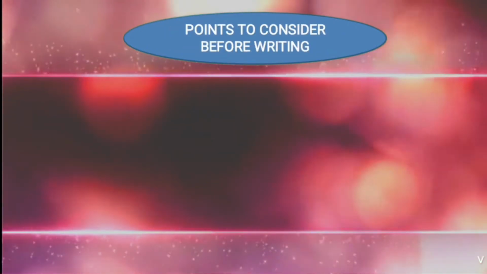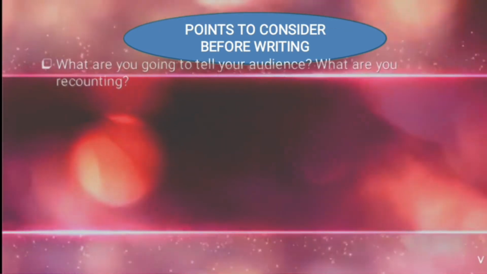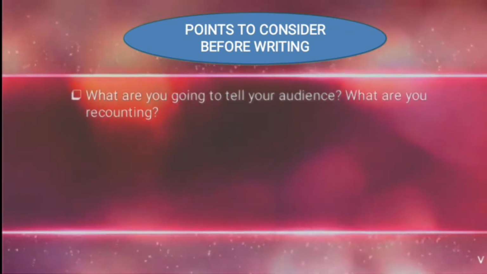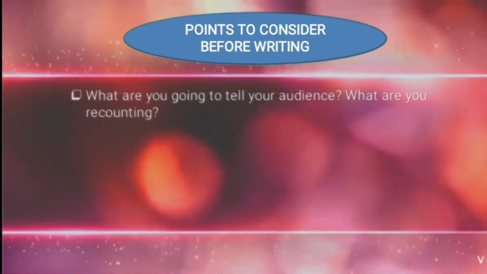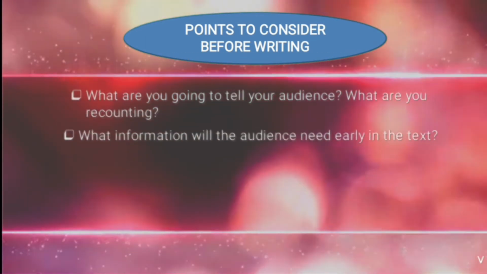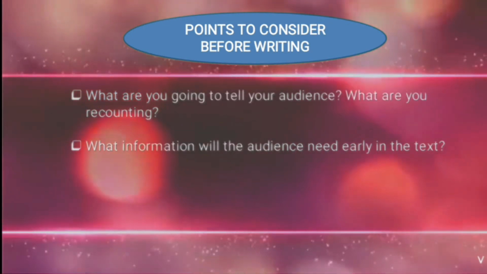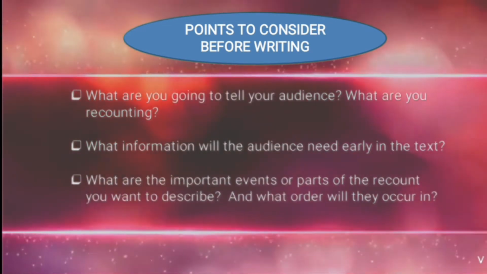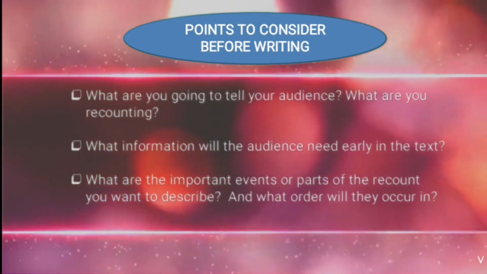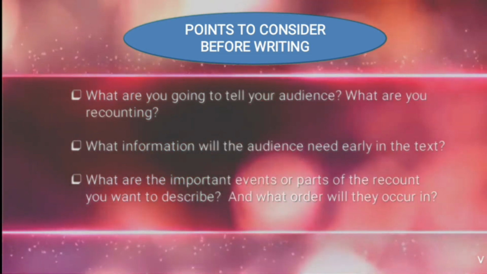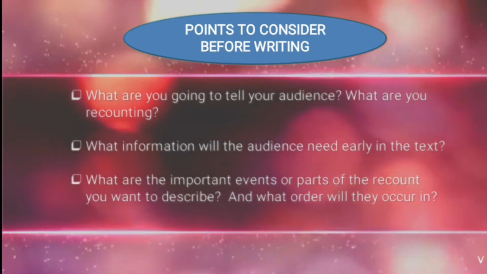Points to consider before writing. What are you going to tell your audience? What are you recounting? What information will the audience need early in the text? What are the important events or parts of the recount you want to describe? And what order will they occur in?